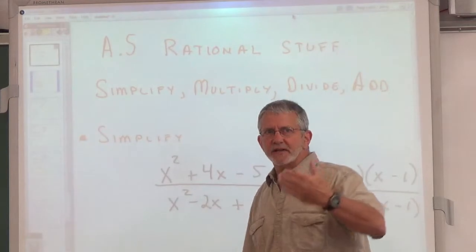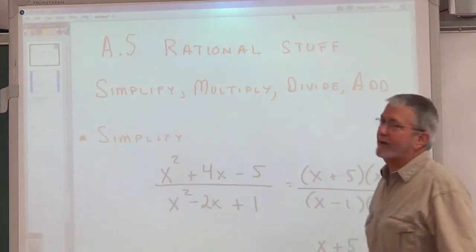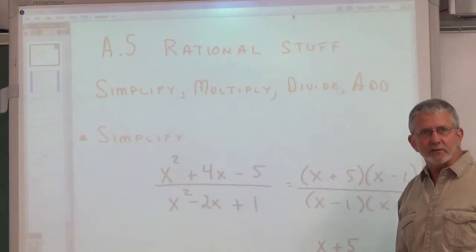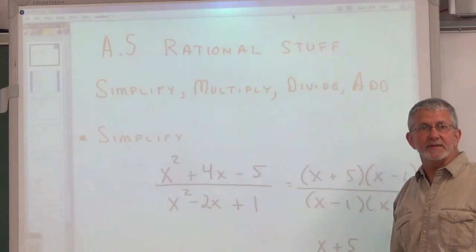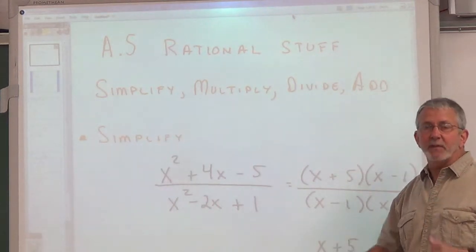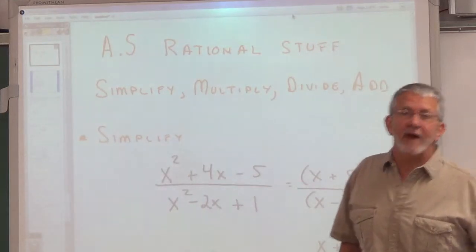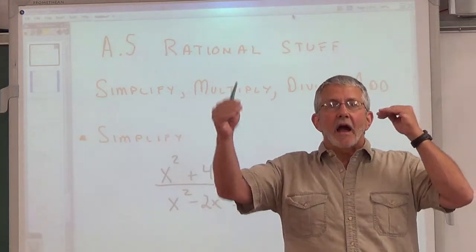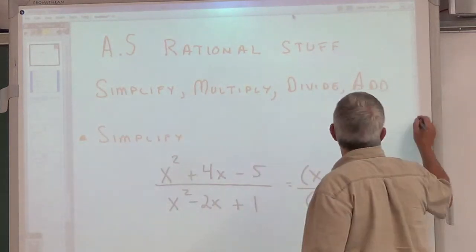So what we're going to do, section A5 is all about rationals. We're going to simplify, multiply, divide, and add rational expressions. Fractions. They call them fractions in arithmetic: add, subtract, multiply, and divide fractions. Well, we're going to add, multiply, and divide algebraic fractions. Algebraic fractions right here.